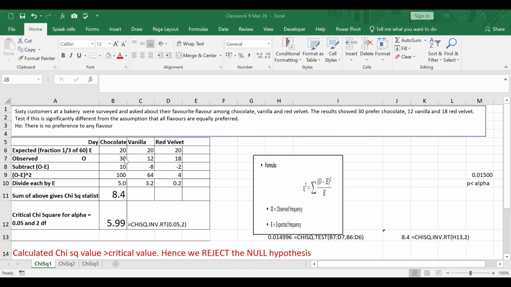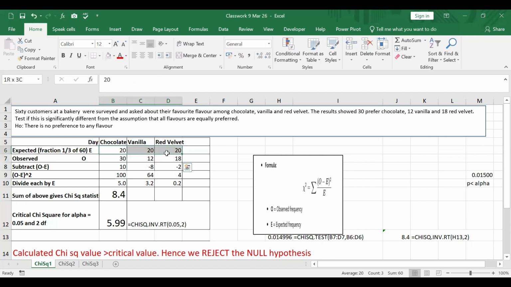The total of this comes to 30, 42, 60. So let us say that there is no preference for any particular flavor. Then we'll divide it into exactly 20 plus 20 plus 20, so that they are the expected. It is 1/3 of 60. Now this much data is given.